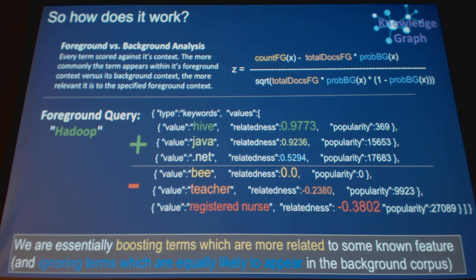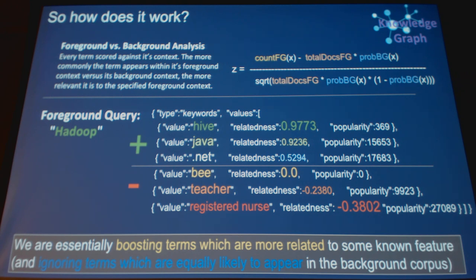And so what it comes back with is, okay, well, Hive has a relatedness of 0.97, Java is a little bit less related, it's at 0.92, .NET is still correlated heavily with Hadoop, but it's much less correlated than Hive or Java, and then B has no correlation whatsoever in our domain, even though you would think Beehive, they'd be correlated, they're not at all because we don't have any keywords looking for jobs on our site. But Hive is related to Hadoop. Teacher is negatively correlated with Hadoop, meaning that's an entirely different specialty, it doesn't occur commonly, and registered nurse is also negatively correlated. And so that's just an example of what this sort of statistical analysis does.